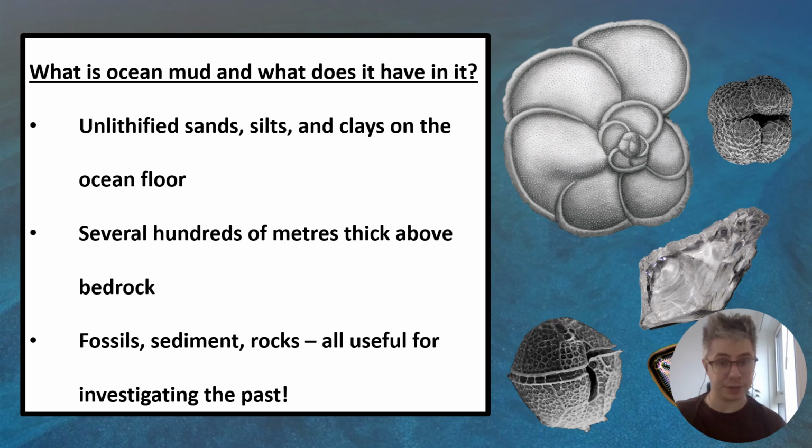They're deposited by ocean currents which pass over the ocean floor and carry sediments which settle at the bottom of the ocean. As those sediments settle, they bury a variety of different information we can use to reconstruct past climates. Examples of this include fossils, sediments, and even rocks, all of which we can use to reconstruct the past.